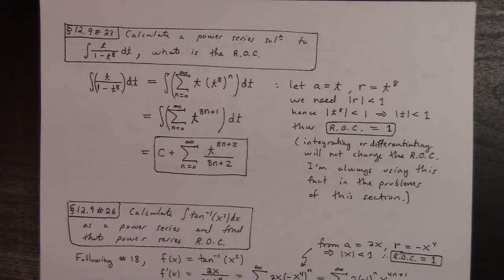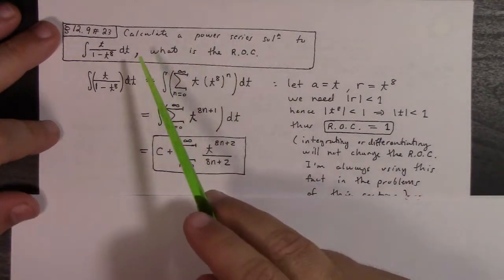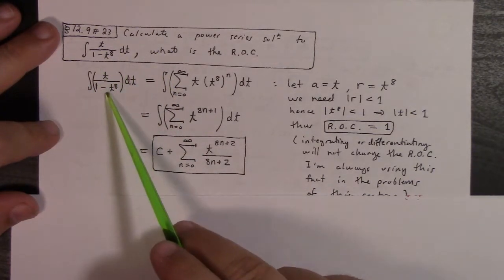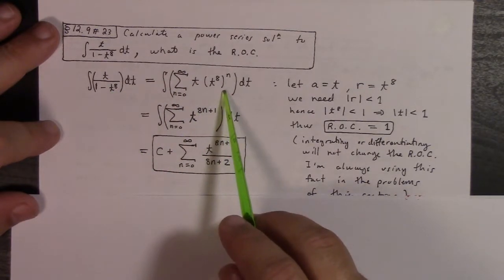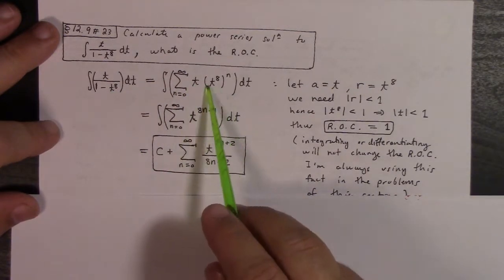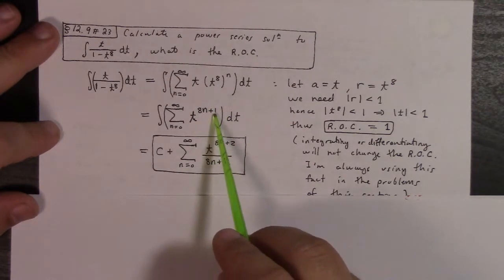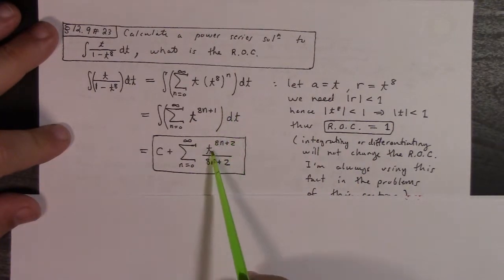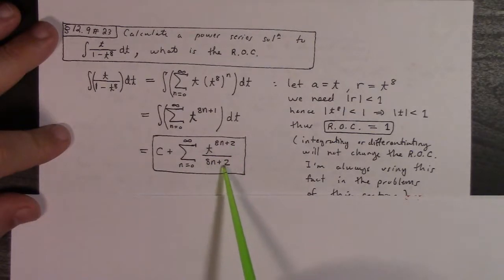Calculate a power series solution to the integral of t over 1 minus t to the 8th. Well, this is almost directly geometric. We use the geometric series to convert the integrand to a power series in t. Well, that's not a power series in t just yet. We have to clean it up. We get t to the 8n plus 1. Now it's a power series in t. Then by the term-by-term calculus theorem, we integrate term by term. We get t to the 8n plus 2 divided by 8n plus 2, plus a constant.